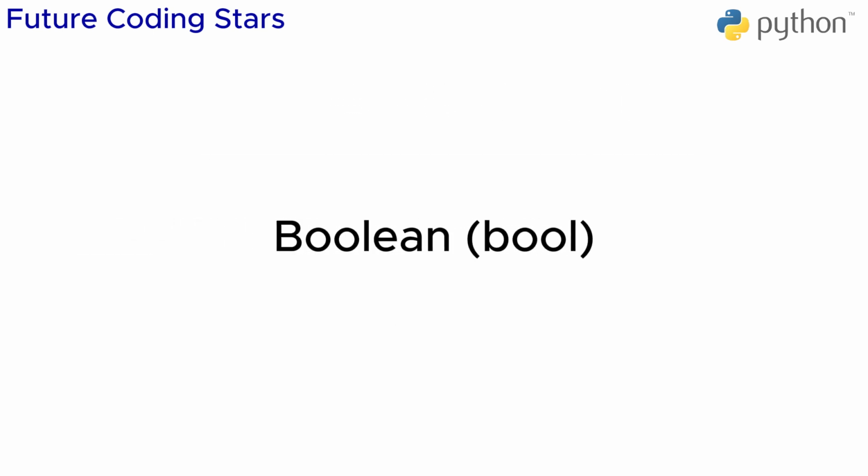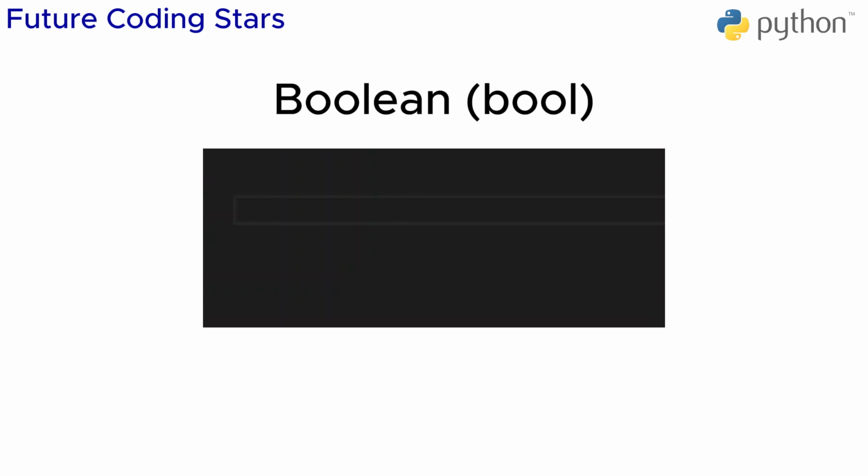Finally, we have the Boolean type, or bool. This one is simple but powerful. A Boolean can only have one of two values, True or False. Notice the capital T and F. That's important. Booleans are essential for making decisions in your code, like checking if a user is logged in or if a game condition is met.